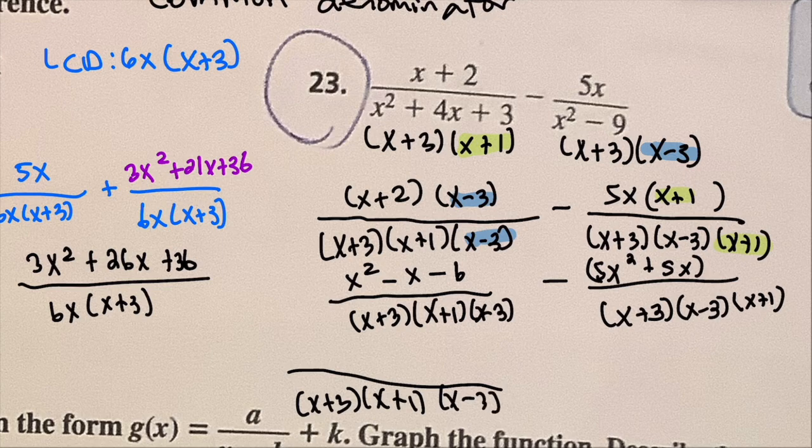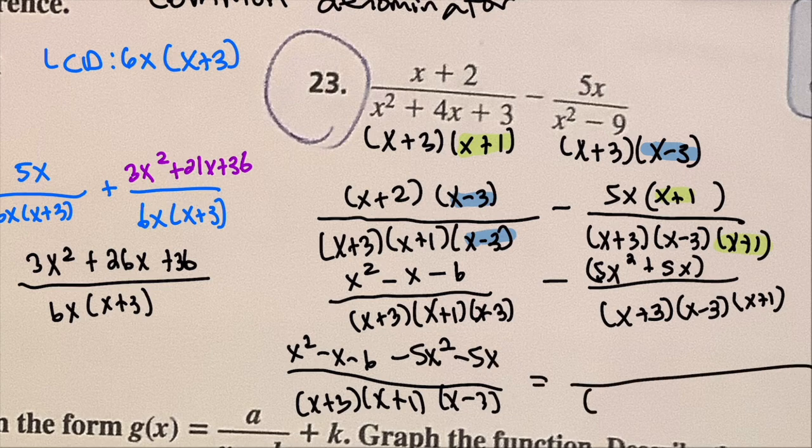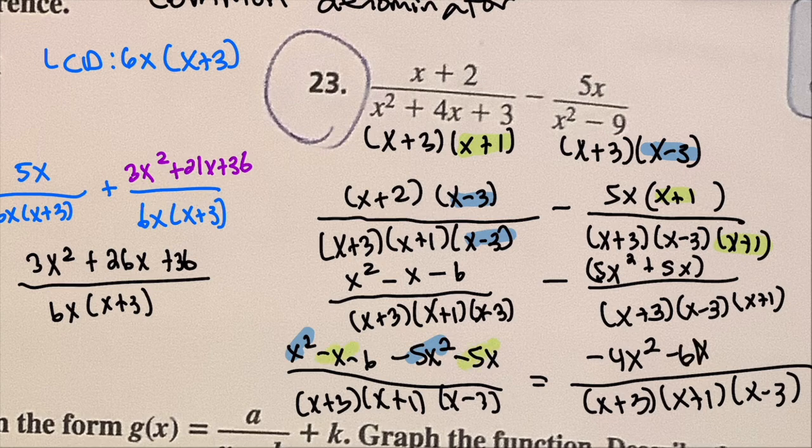So I'm just going to make a list first. It's going to be x squared minus x minus 6. Distribute this negative, making it negative 5x squared minus 5x. Again, write your denominator, keep writing it again and again. And then combine like terms. We're going to go from high to low. These two are like terms, that's negative 4x squared. These two are like terms, that's negative 6x. And then we have that minus 6.